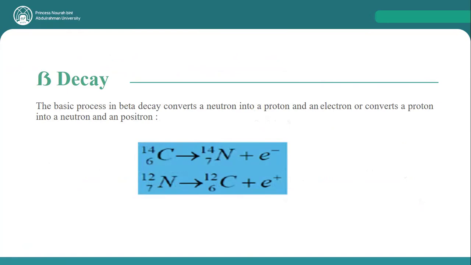Beta decay. The basic process in beta decay converts a neutron into a proton and an electron, or converts a proton into a neutron and a positron. Here, C-14 6 converts to N-14 7, giving an electron, which is a negative beta particle. Also, nitrogen 7-12 can convert to carbon 6-12 and a positron, which is a positive beta particle.